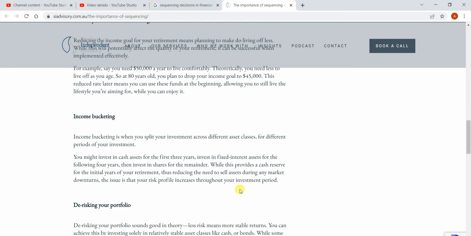Income budgeting. Income budgeting is when you split your investment across different asset classes, different sectors for different periods of your investment. You might invest in cash assets for the first 3 years, invest in fixed interest rate assets for the following 4 years, then invest in shares for the remainder. While this provides a cash reserve for the initial years of your retirement, thus reducing the need to sell assets during market downturns, the issue is that your risk profile increases throughout your investment period.